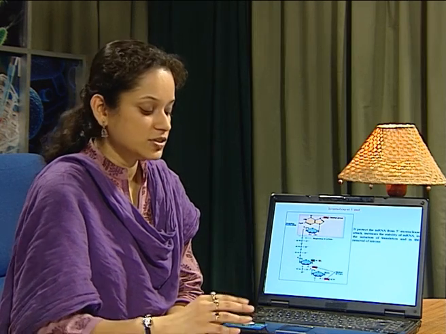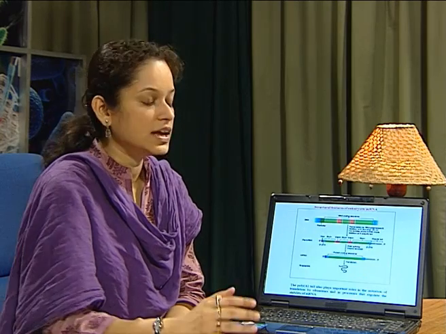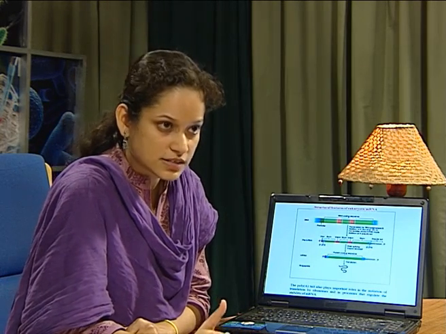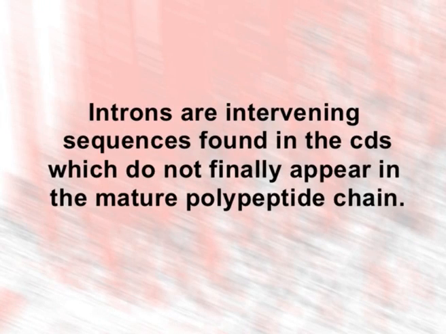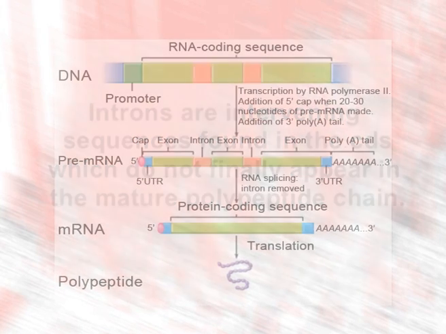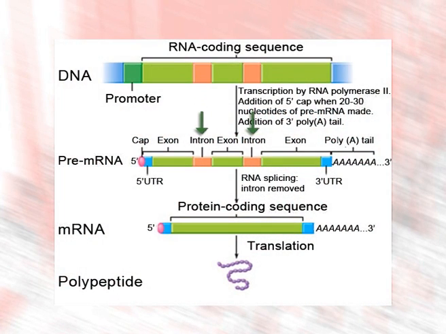The next characteristic feature which is present in mRNA of the eukaryotic system is that it contains introns. Introns are intervening sequences found in the CDS which do not finally appear in the mature polypeptide chain. The introns are removed from pre-mRNA by the process of splicing.